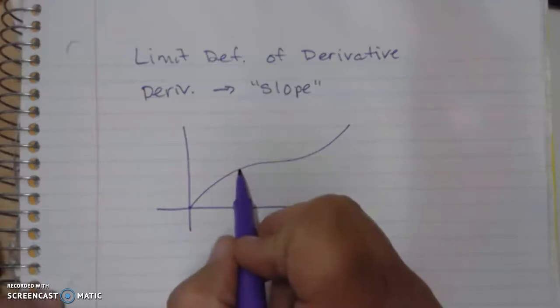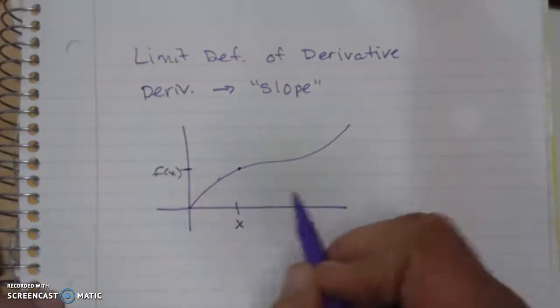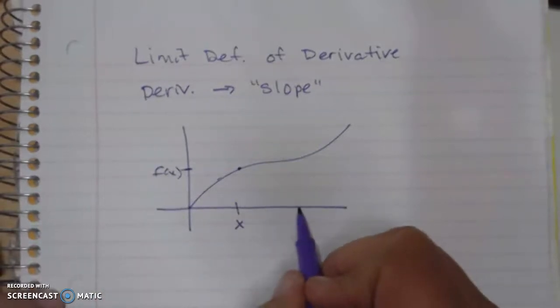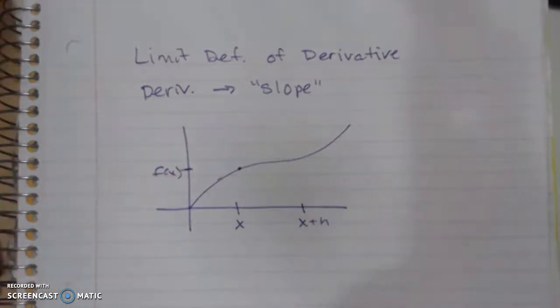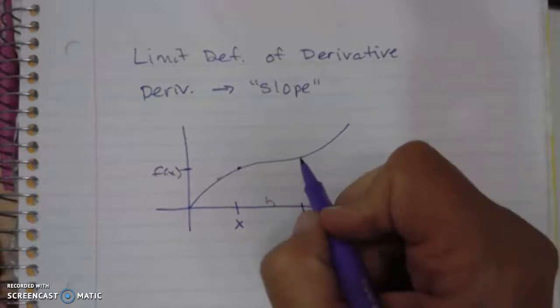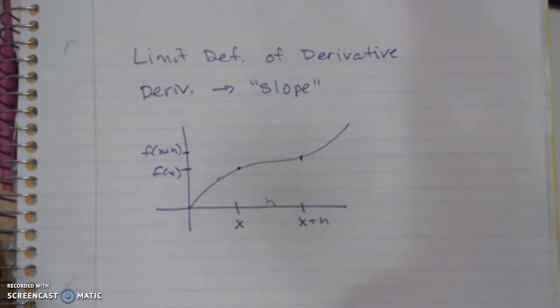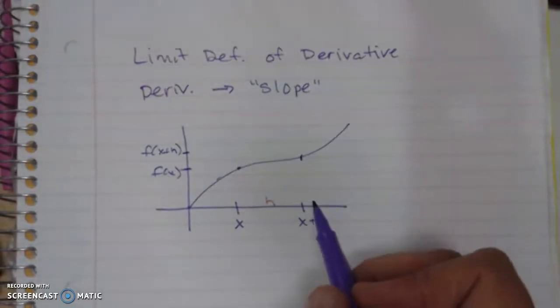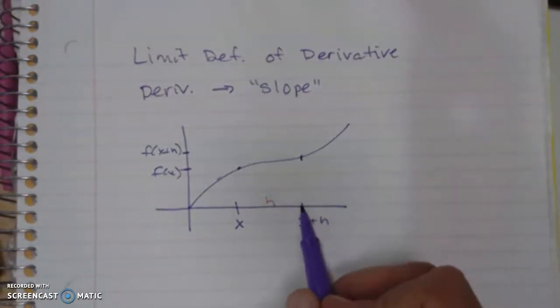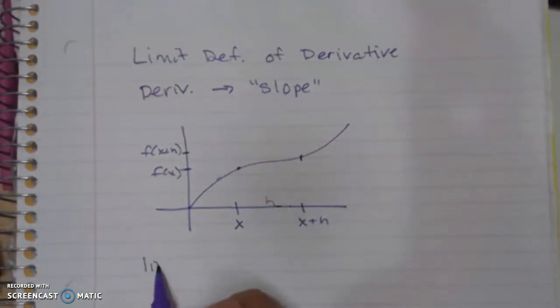Let's say this is x, so I would find the slope at f of x right here. And let's say I'll call this x plus h. So that means that this distance right here is h. And then this point right here would be f of x plus h. And the idea of the limit is I want to know the slope at a specific point. So the distance h is going to be getting smaller and smaller and smaller. So what I want to do is find the limit as h is approaching 0.